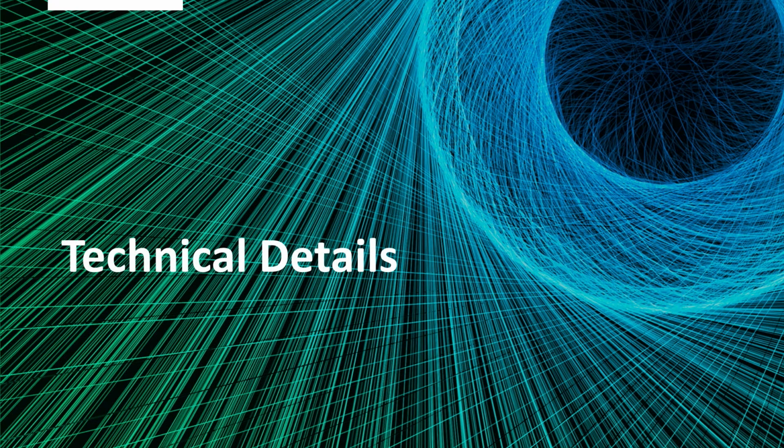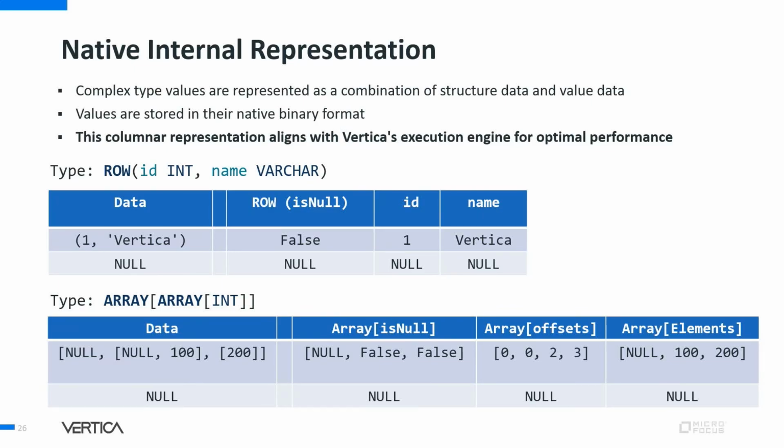Now, let's take a look at a few details as to how complex types fit into the Vertica data pipeline. We'll start with how complex types look within the query engine. When you query a complex type column, the result that we format and send to the client is, in most cases, a JSON formatted string.